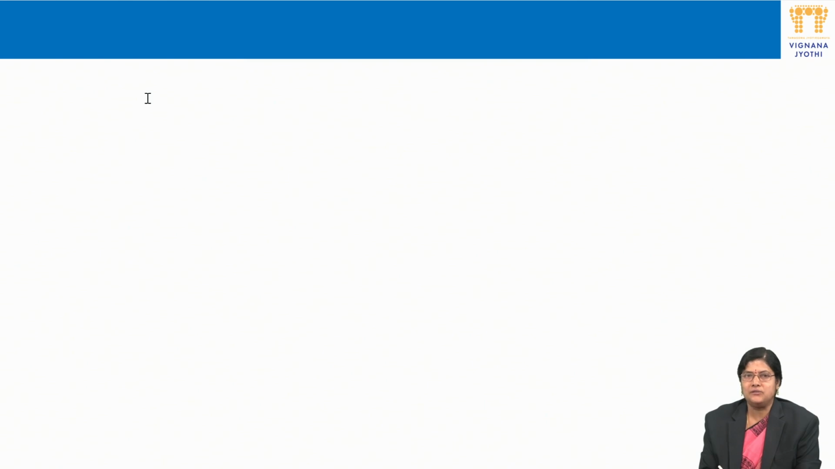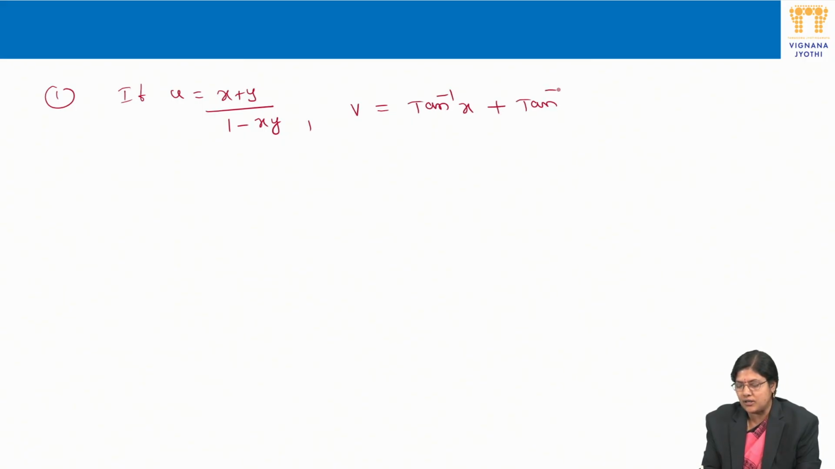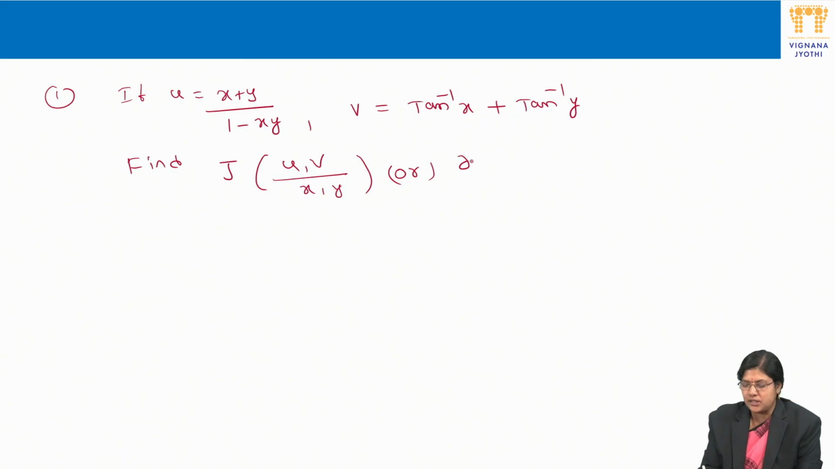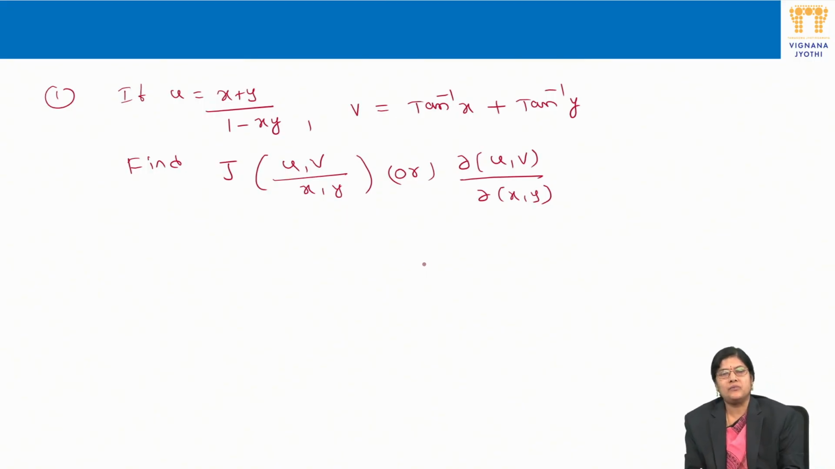Now, I will explain how to calculate the Jacobian determinant for two variables, using one example problem. If u is equal to x plus y by 1 minus xy, v is equal to tan inverse x plus tan inverse y, find the Jacobian of u comma v with respect to x comma y, or another notation is dou of u comma v with respect to x comma y. Here in this problem, x comma y are independent variables, u and v are dependent variables. For calculation of the Jacobian determinant value, first of all we are going to calculate the partial derivatives of u and v with respect to x and y.